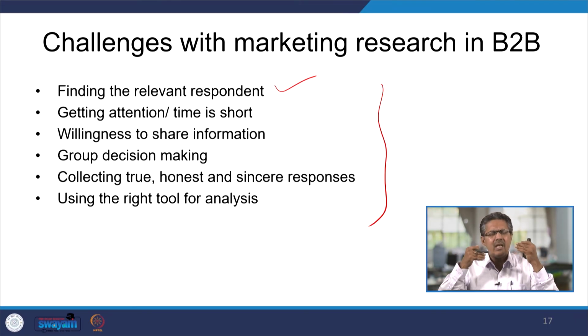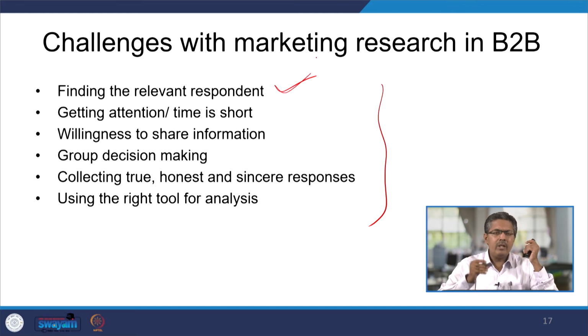Now, B2B industries basically work in the background, and they do not interact with the end customers directly. There is no need for that, right. So, B2B marketers would produce something, and then that would be used by the B2C companies, and B2C companies are in direct contact with the end consumers. So, here finding the right respondent could be a challenge, right. And then getting attention and time is also a challenge, because the people who can be of use are in a very important position and they are very busy, and this being a very rational market, the time available with these people is very limited, right, and they do not want to waste that time.